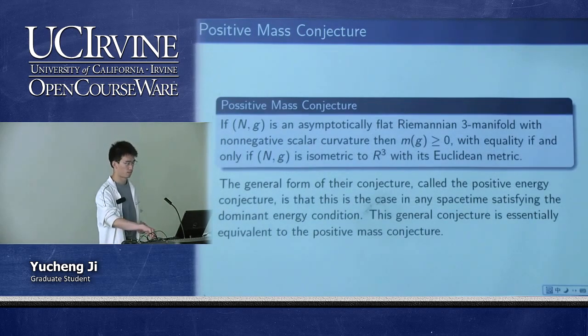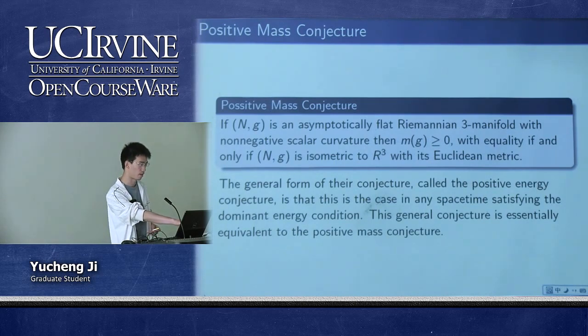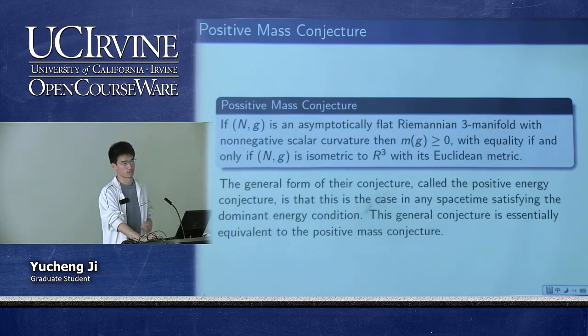Okay, so that's the conjecture. If (N, g) is an asymptotically flat Riemannian 3-manifold, a space manifold, I will explain what asymptotically flat is, with non-negative scalar curvature, then the mass is non-negative. The equality holds when the spacetime is flat. The general form is called the positive energy conjecture. It just changes the condition on the Ricci tensor to the dominant energy condition. So they are equivalent.